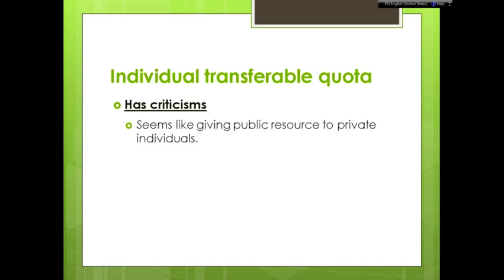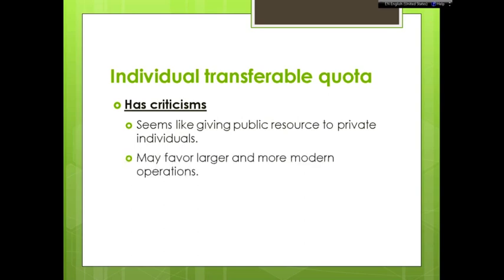First, some people are going to point to the idea that this seems like giving a public resource to private individuals. And that's understandable, right? We're giving fishermen a share of the catch from the ocean. Well, doesn't the ocean kind of belong to all of us? That's how people think. So this is going to have a lot of resentment because we're giving a public resource, or access to that public resource, to private individuals.